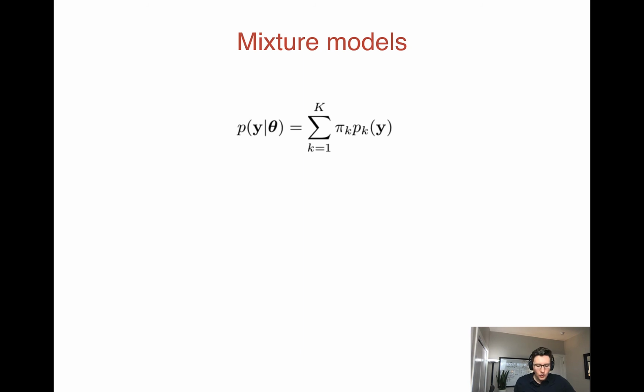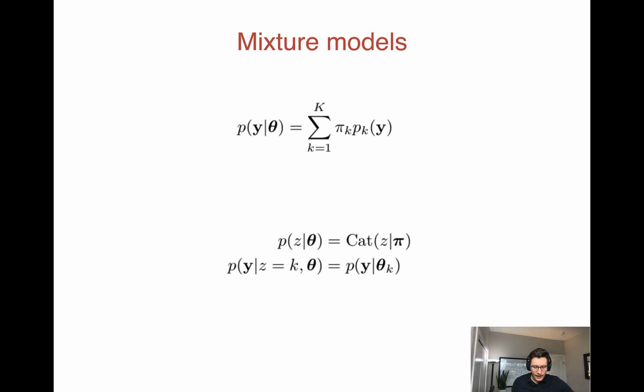And if we want to know the probability of a particular y, we just sum together the different probabilities according to each of these individual models that we're mixing together.